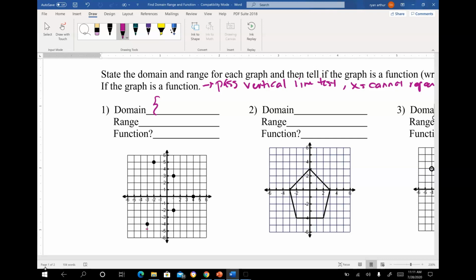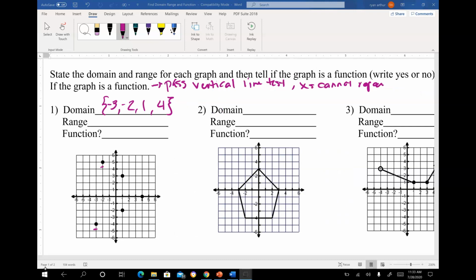Well, my first one is -3. My next one is -2. Next one is 1. You see it twice. You do not have to write it twice. And the next x value is going to be 4. So that is my domain.